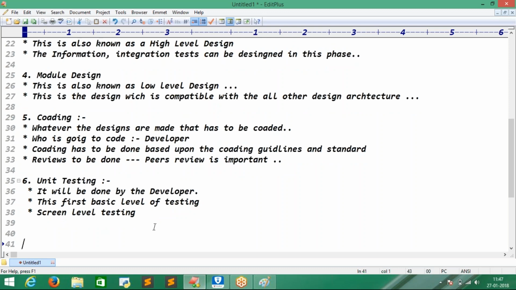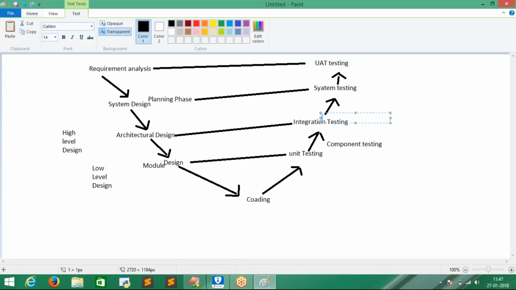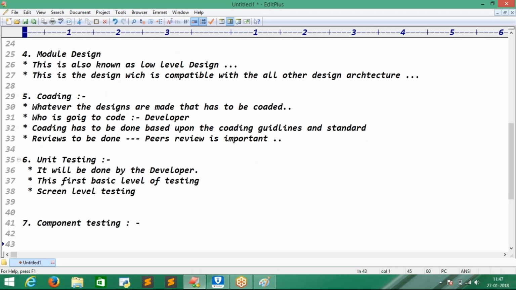Now, what is the next phase after unit testing? We will go with integration testing, but prior to that, I will cover component testing. What do you mean by component testing? Any idea, guys? I will wait a few minutes. Do you know why we require component testing, or do you think it is a completely stupid level of testing?